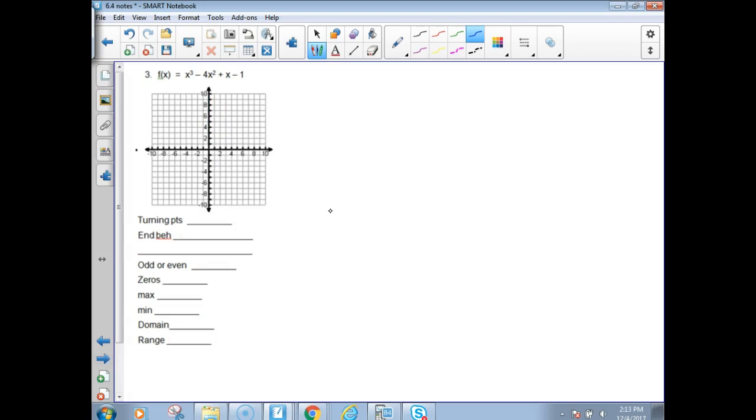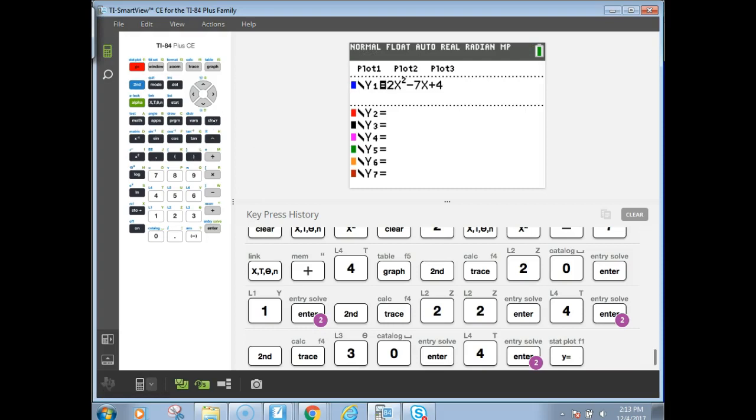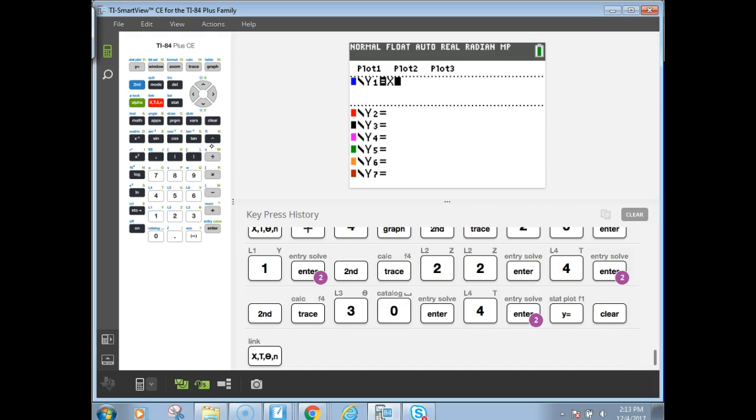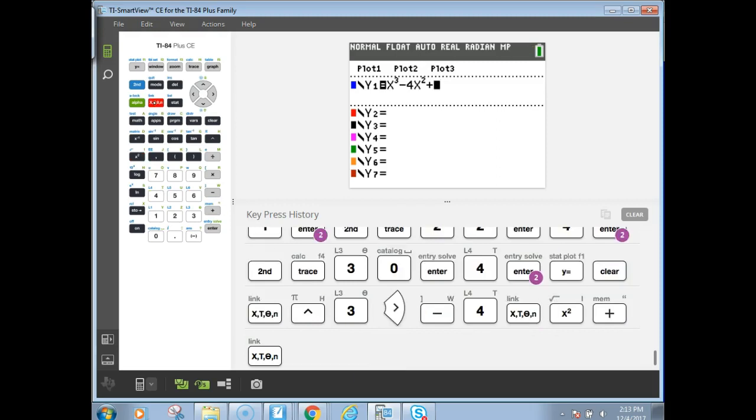Okay, number 3 is a cubic. I'm expecting it to do a twist, a pretty good one, too. It should probably have 2 turning points. Let's see. Clear that out. We've got x cubed minus 4x squared plus x minus 1.